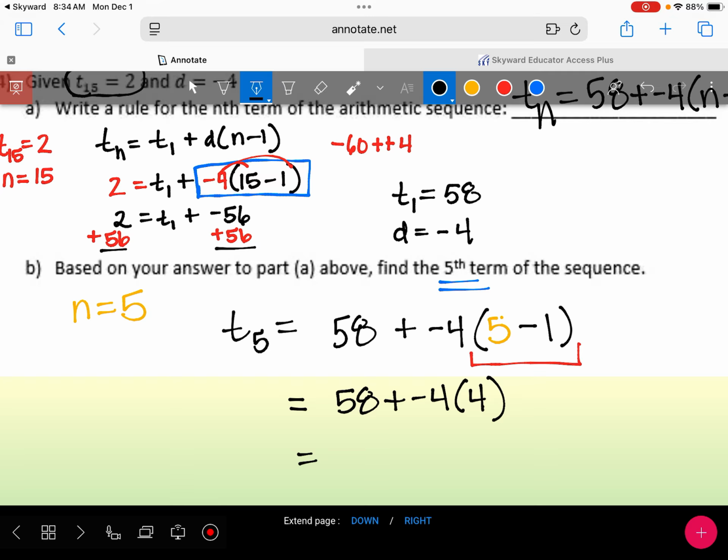Toby, what you get for T5? You substituted in yet? Aaliyah, what you get? I got 42. 42. Anybody else get 42? McCary, did you get 42? All right. So that means that the fifth term, this T5, means the fifth number is 42.